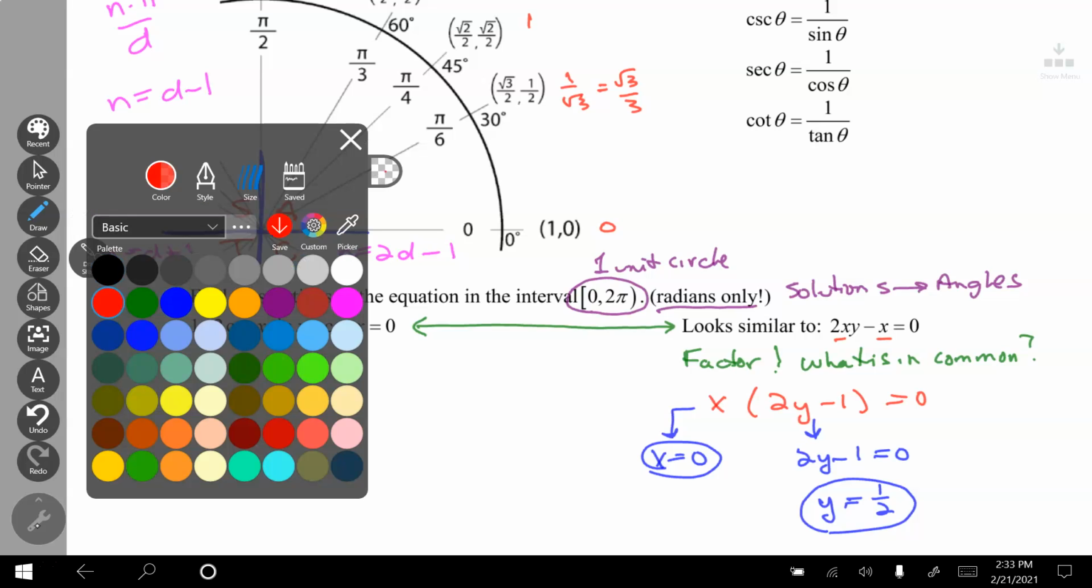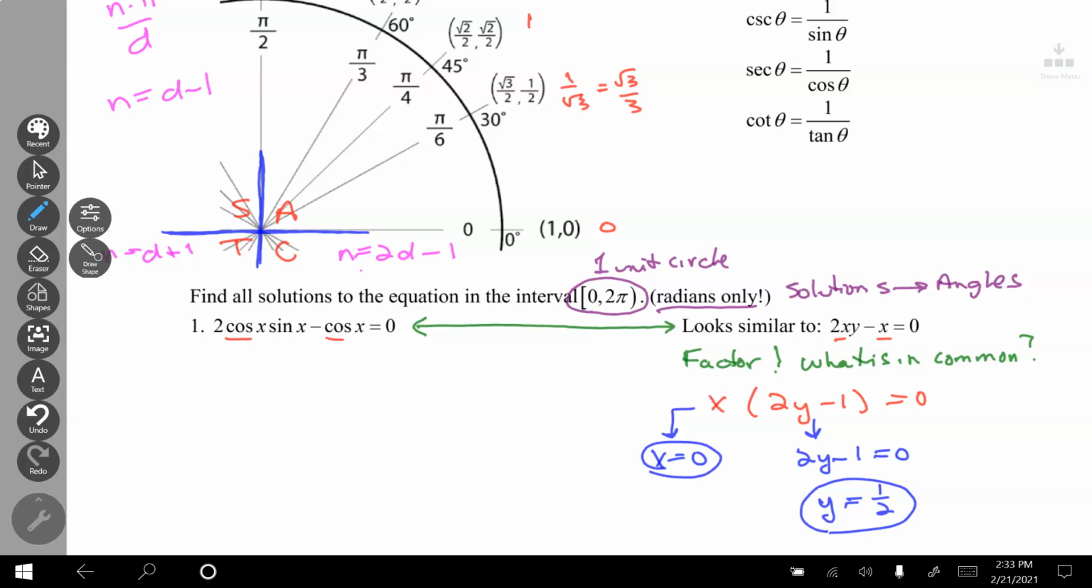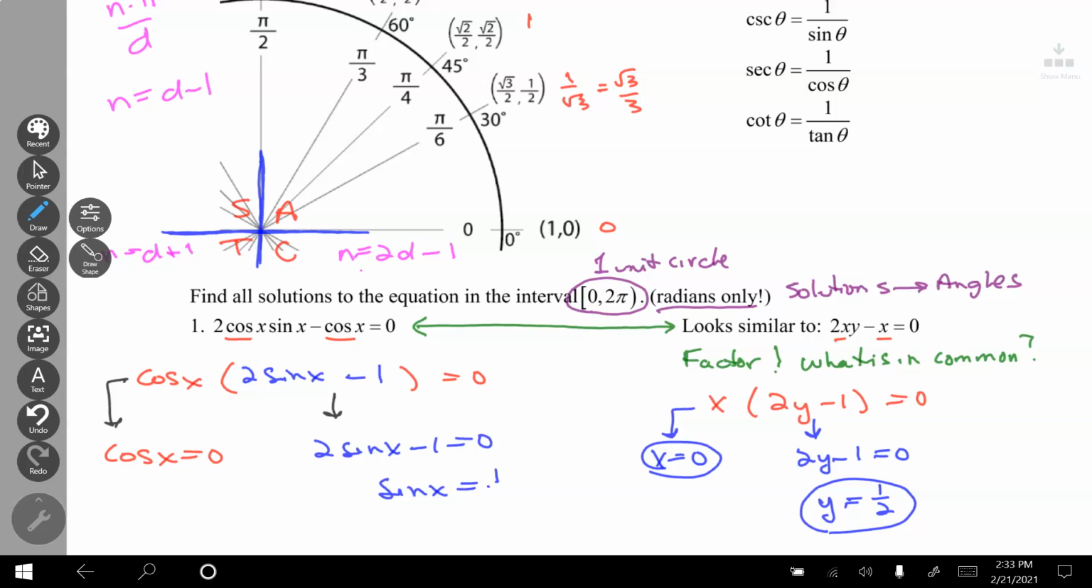So for the very first problem, what do I see in common? I see a cosine of x in common. And what would be left inside of the parentheses? 2 sine of x minus 1. Don't forget the minus 1. So how do I solve this? I set this guy equal to 0. I set that guy equal to 0. I get cosine of x is equal to 0. And I have 2 sine of x minus 1 is equal to 0. Add 1, divided by 2. I get sine of x is equal to a half.